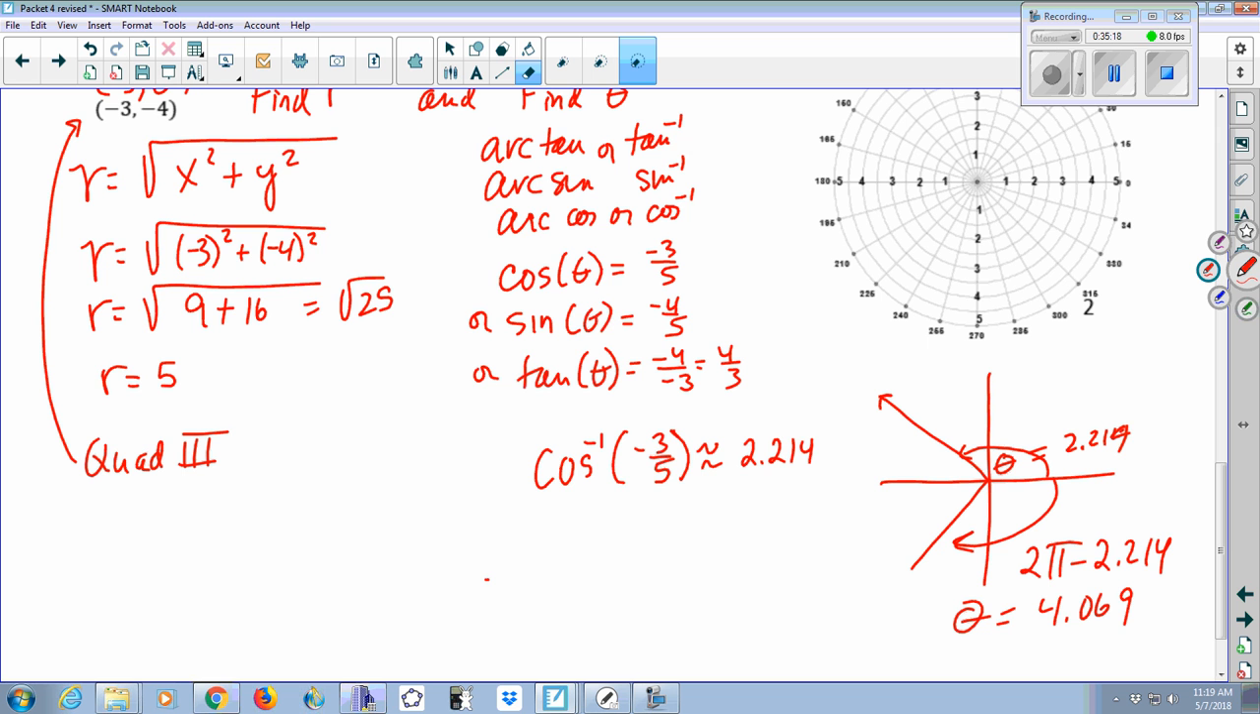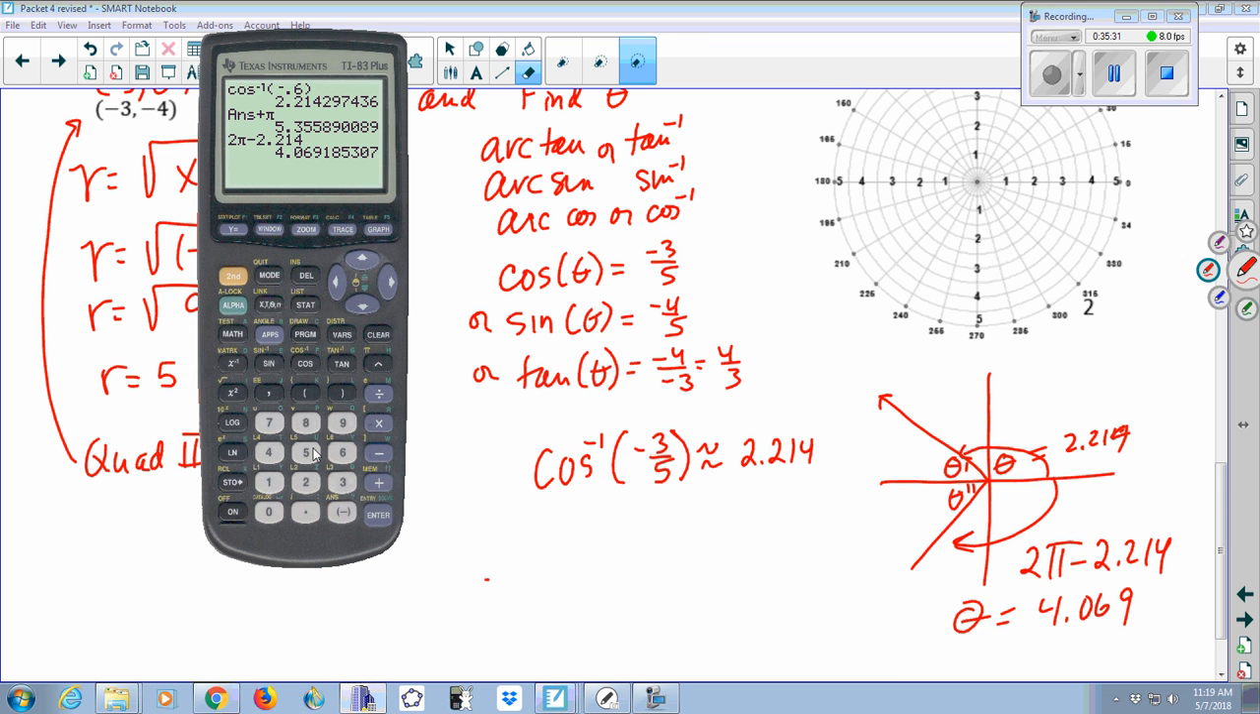The other way you'd have to do it takes a little more work. You'd have to find this reference angle right here. Let's call that theta prime. And then you would add that to pi to get this angle, theta 2 prime. So let's try it that way. Whatever way kind of floats your boat. So to get this first theta, our reference angle, we would say pi take away 2.214. It's just more work. And then we would add pi to that to get into our third quadrant. And there's your exact same angle, 4.069. Well, it should be close enough. It's just because I rounded this.